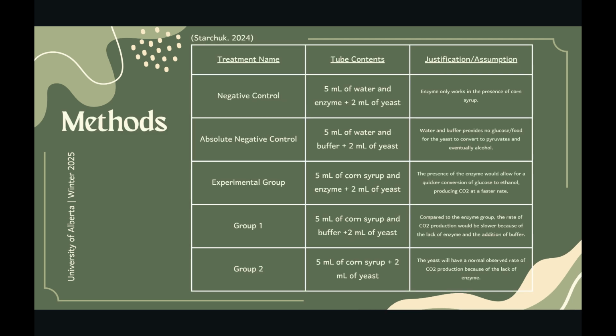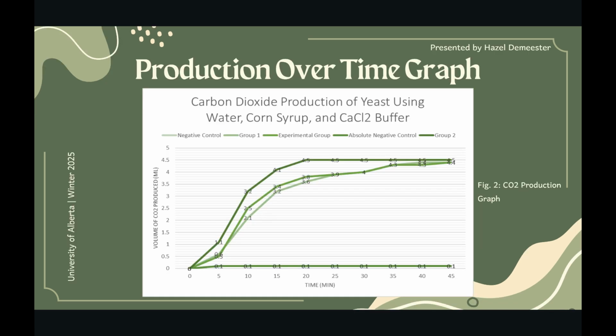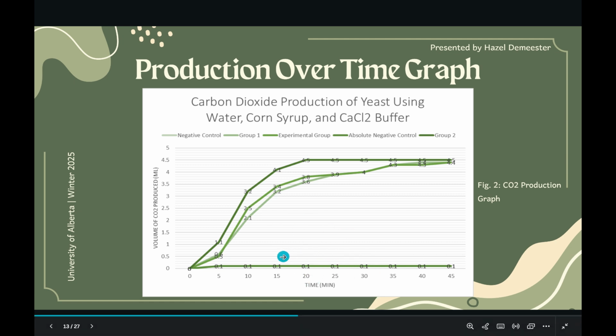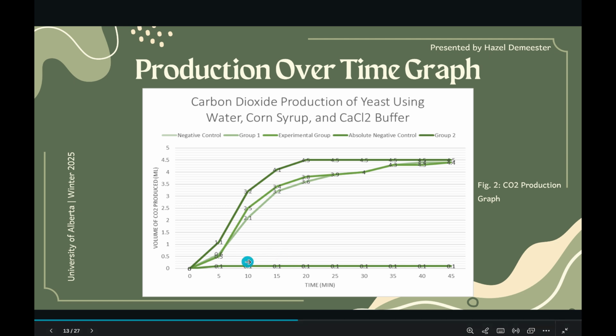So these are my different groups. My negative control groups are called that because they don't have corn syrup in their substrate, or there's no substrate within it. And then my experimental group, as you can see, has an enzyme, while the other two groups don't have the enzyme. As you can see here with my results, two things are important: my absolute control and my negative control both fulfilled my expectations. There's no corn syrup present, so it's not going to undergo fermentation. There's nothing to eat.